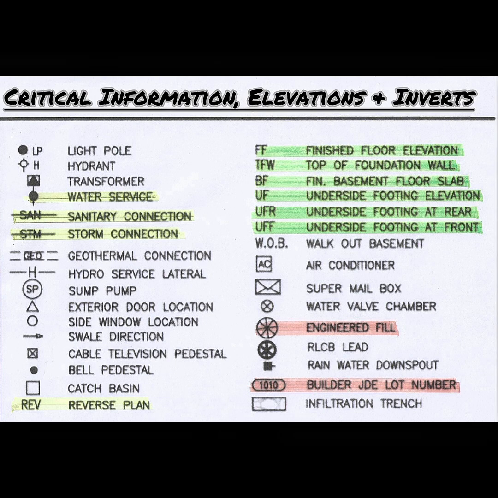On the right, this is the big one, you've got your elevation markers. FF is your finished floor, TFW is your top foundation wall, BF is your basement floor, and UF is your underside of footing. And you'll also see front and rear footing elevations. These numbers define the exact vertical position of your home. If you misunderstand this section, everything else can go wrong. So this is your reference point for the entire drawing.